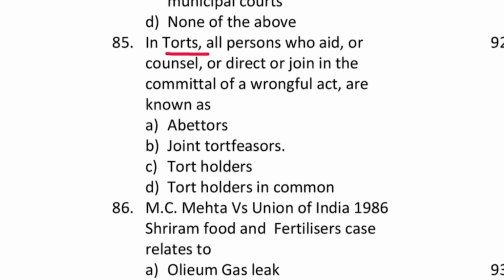Next 85, in torts all persons who aid or counsel or direct or join in the committal of a wrongful act are known as abettors or joint tortfeasors. Joint tortfeasors. B is the answer.